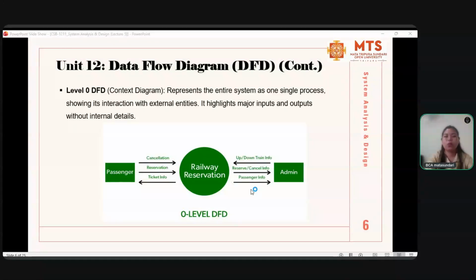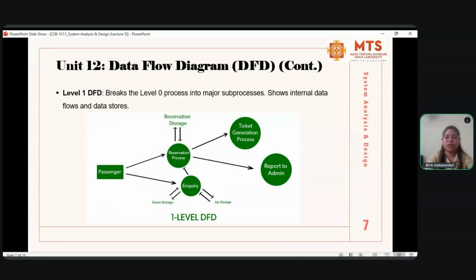Next, level 1 DFD. Level 1 DFD breaks the level 0 process into major sub-processes, shows internal data flows and data stores. So it will show the internal data flows and data stores.